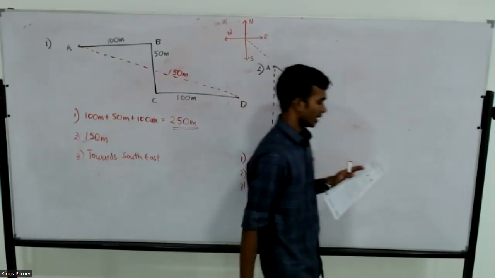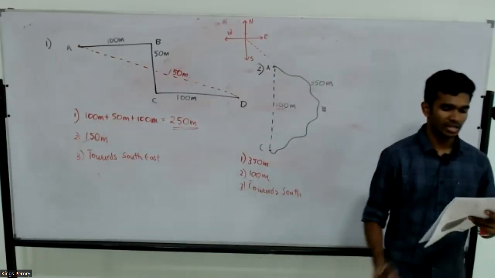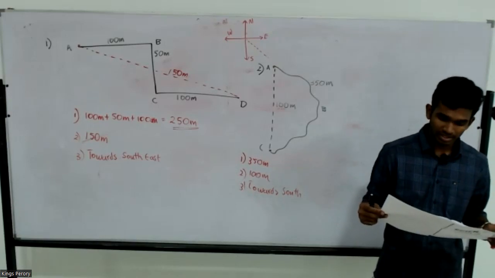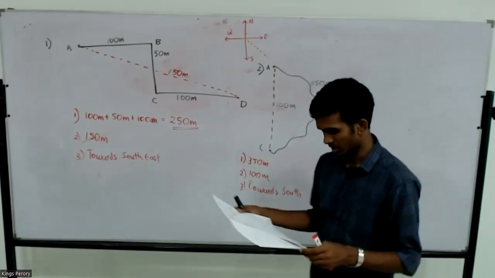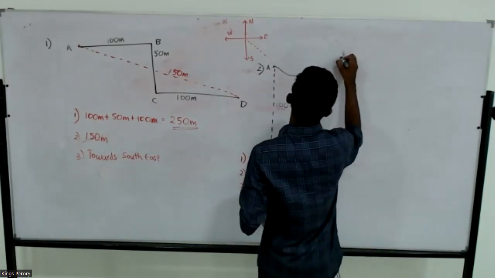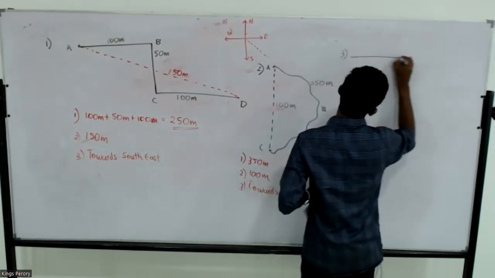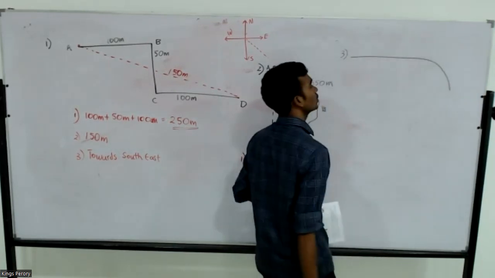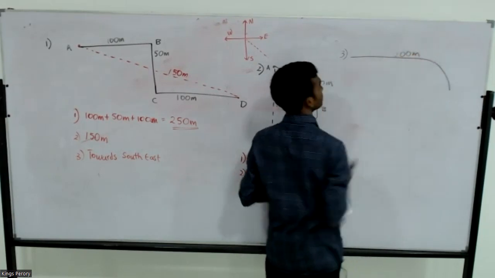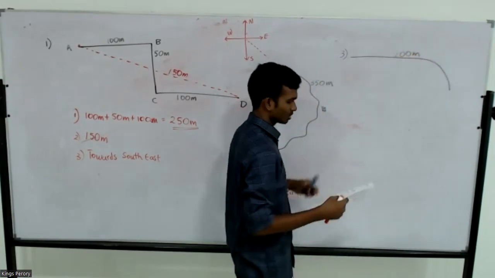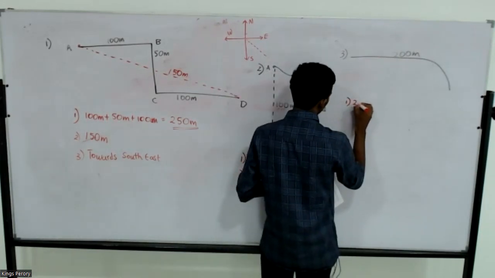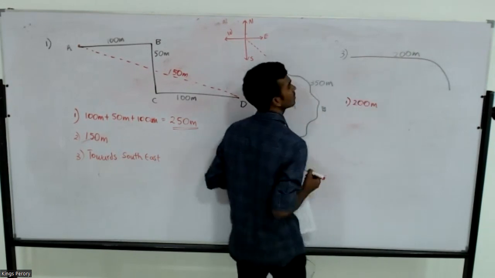An athlete runs a 200 meters race as shown from A to B on a curved track. What is the distance, displacement, direction of displacement? Fellow is running how many meters? He is running 200 meters. So this full length is 200 meters. So what's the distance? 200 meters. Those are very simple. First one, 200 meters is the distance.